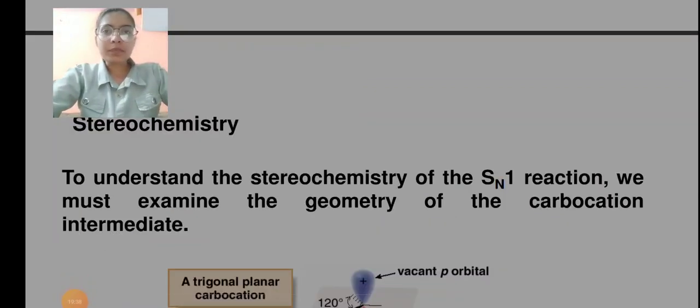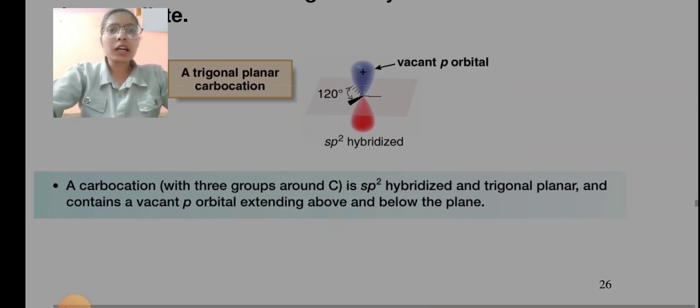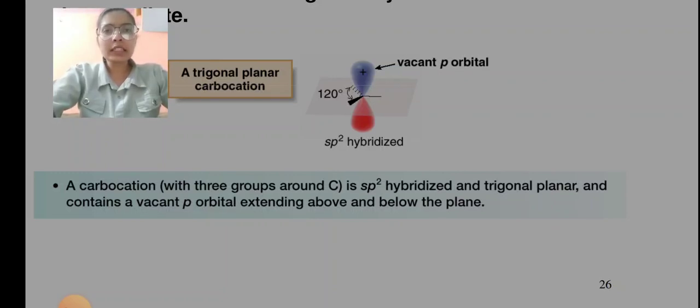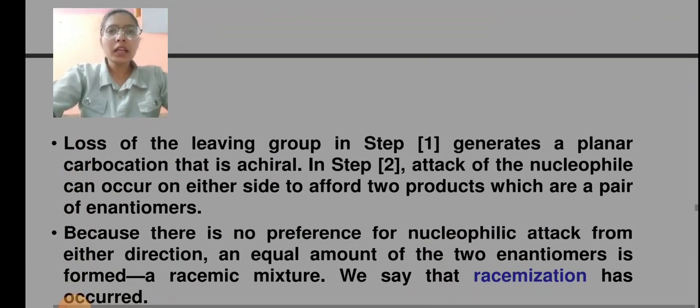Stereochemistry. To understand the stereochemistry of the SN1 reaction, we must examine the geometry of the carbocation intermediate. A carbocation with 3 groups around C is sp2 hybridized with trigonal planar geometry and contains a vacant p orbital extending above and below the plane. Loss of the leaving group in step 1 generates a planar carbocation, that is achiral.